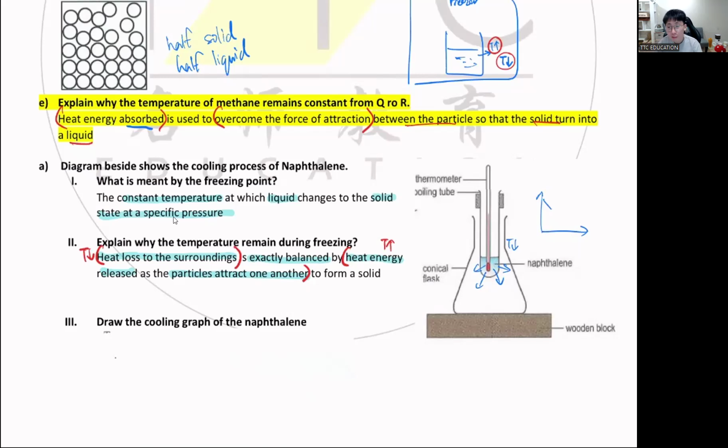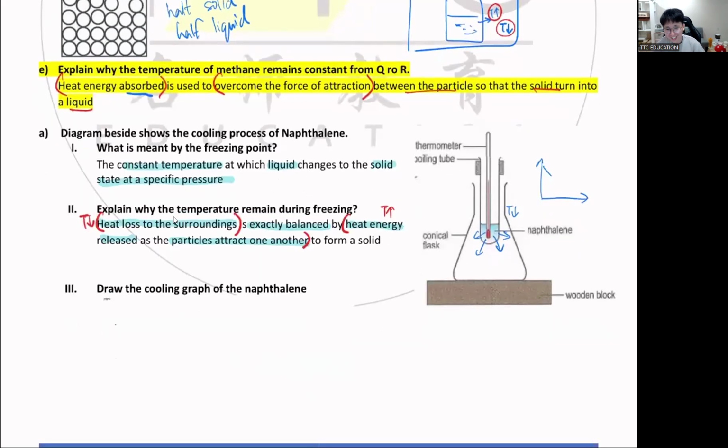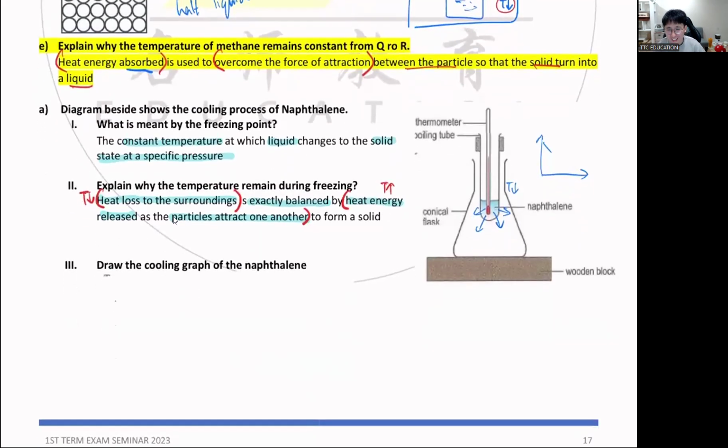If you ask me whether SPM is okay or not, I will say SPM is okay, don't worry. But for your school exam I cannot guarantee, because your school teacher is a bit hard to give a perfect answer.